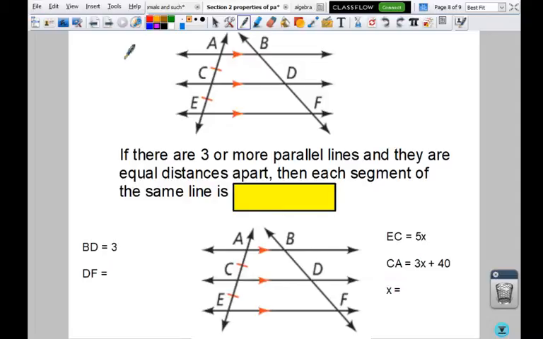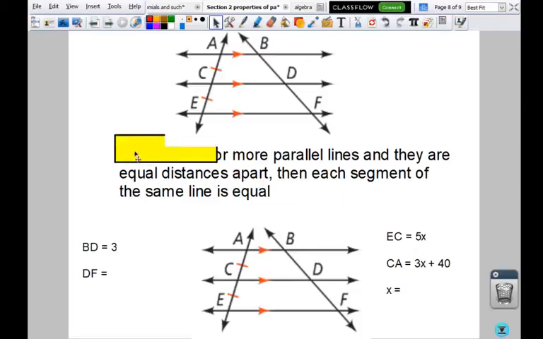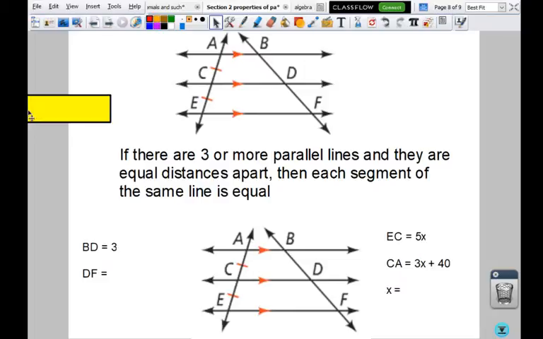If I have 3 or more parallel lines, and I know that these parallel lines are equal distances apart, which I can see right here, since these 2 pieces are equal, I know all 3 lines are the same distance apart. Then each segment of the same line, it doesn't matter which segment, is equal. So as long as I have one line in here that says all of these are the same distance apart, I can look over here on BD and DF. And those are the same.